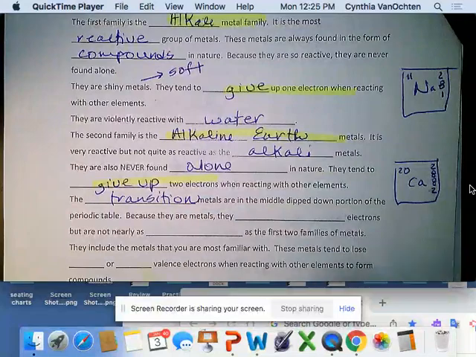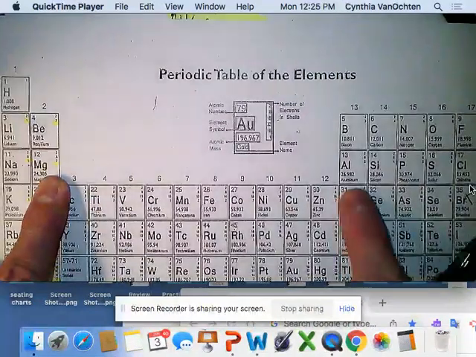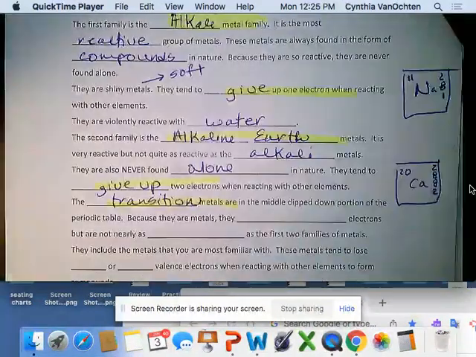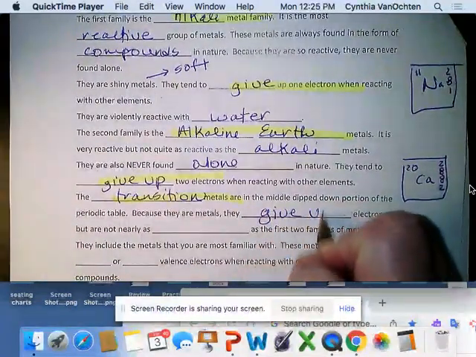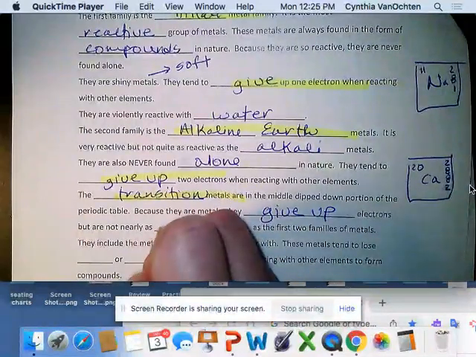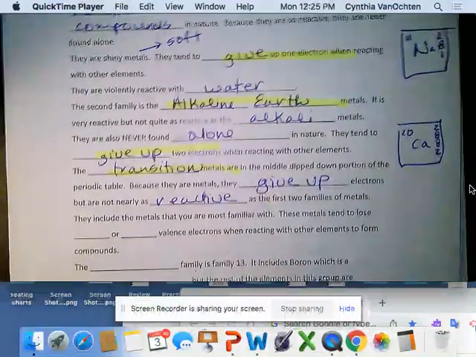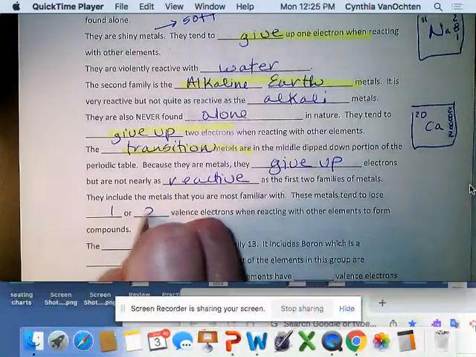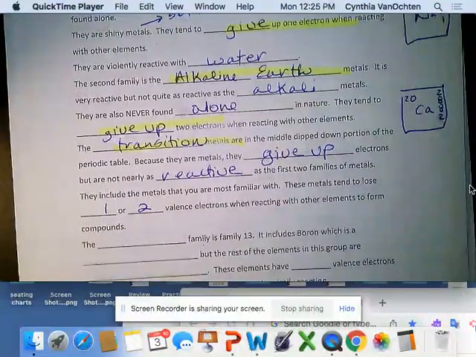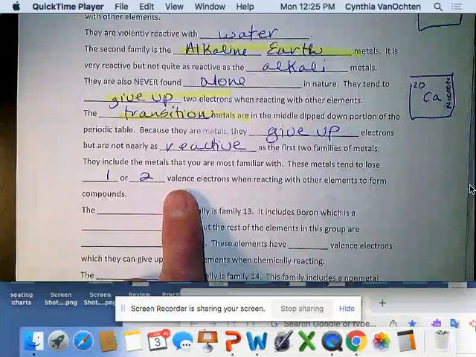Okay, next family, the transition elements, the transition metals. So like all metals, they want to give up electrons. This area runs from here to here, families 3 to 12, okay? Because they are metals, they give up electrons, but are not nearly as reactive as those first two families. They include the metals that we're most familiar with. These transition elements tend to lose 1 or 2 valence electrons when reacting with other elements. Okay? Not as easy to predict, so I would not expect you to be able to predict the number of electrons for the transition metals.